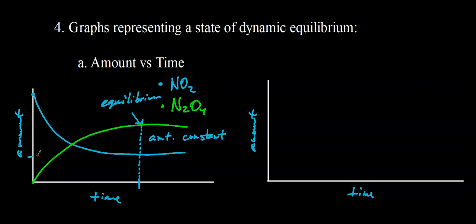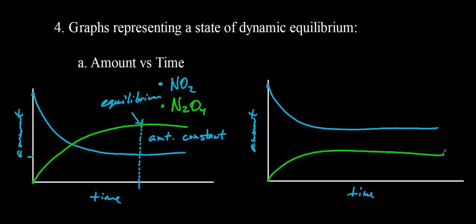So let's take a look at our second graph. So once again, we start off with the amount of NO2 being very high. Its amount decreases. Same thing with the N2O4 as before. Its amount at the beginning is low, 0. And over the course of the reaction, its amount increases. So again, I'm going to label these over here so you make sure you know what they are.